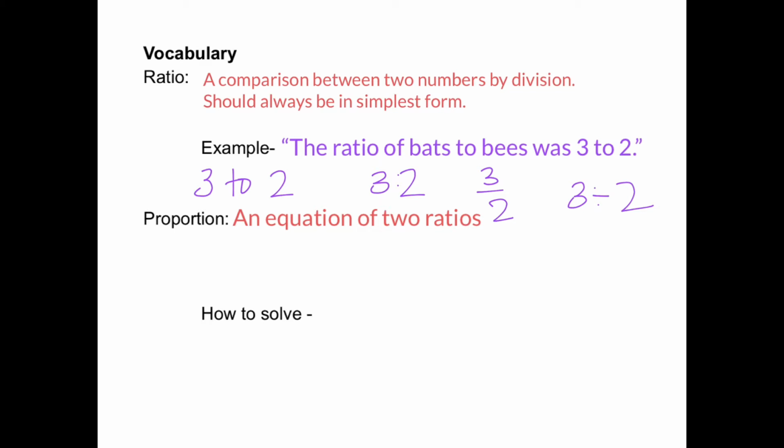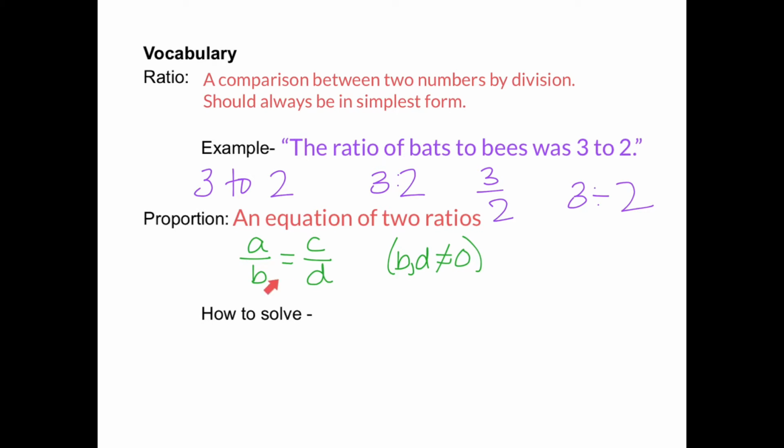We use ratios when we are setting up proportions. A proportion is an equation of two ratios. When we have a proportion equation, we use the form of a ratio that looks like a fraction. So A over B equals C over D, and simply because we cannot have 0 in the denominator, B and D are just not allowed to equal 0.